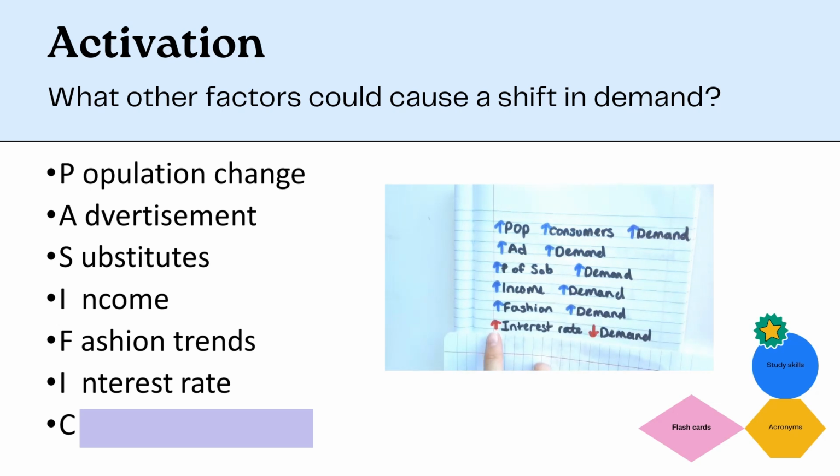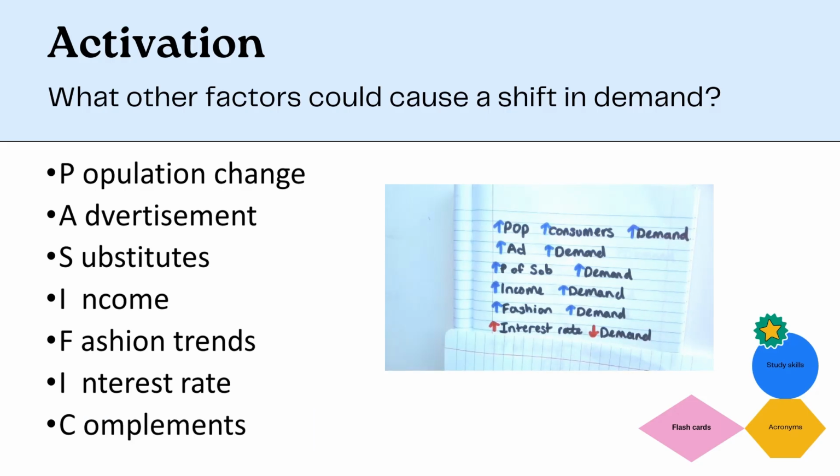Now, if we saw an increase in interest rates, that would mean an increase in the cost of borrowing and an increase in the reward for saving. And so we would see a demand fall for our goods. C stands for complements. If the price of a complement were to increase, we would see the fall in demand for our good. And remember that a fall in demand is represented by a shift to the left.